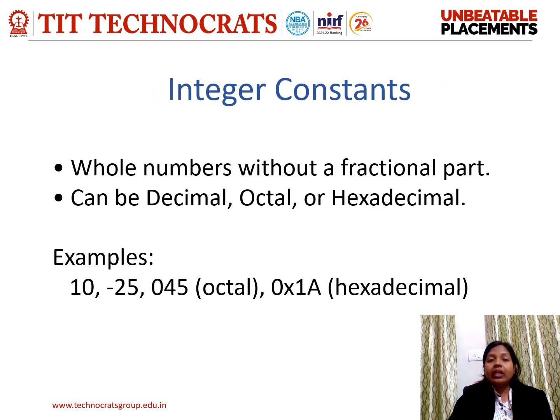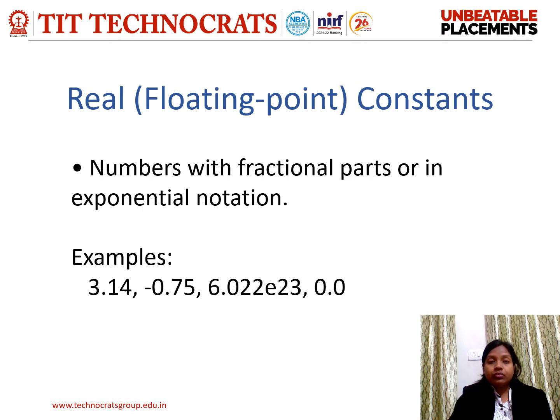Integer constants are whole numbers without a fractional part. They can be decimal, octal and hexadecimal. 10, -25 are examples of integer. 045 is an example of octal. 0x1a is an example of hexadecimal. Real floating point constants are numbers with fractional parts or in exponential notation.